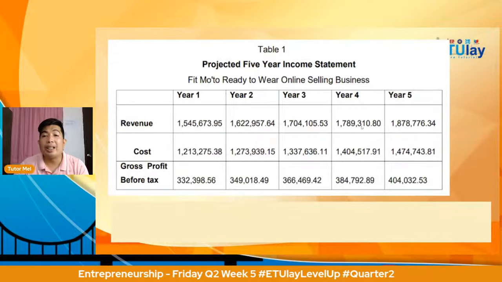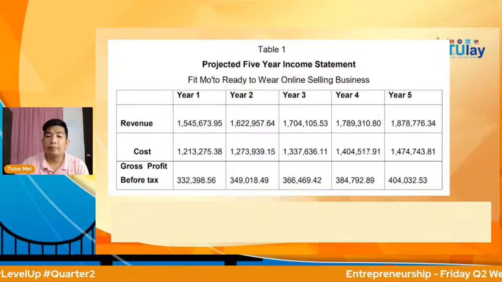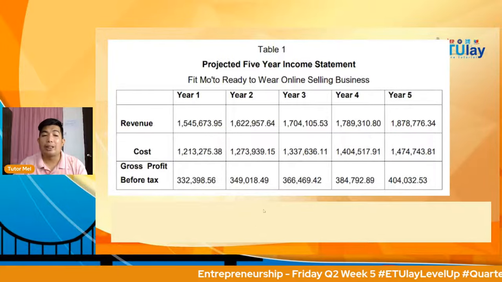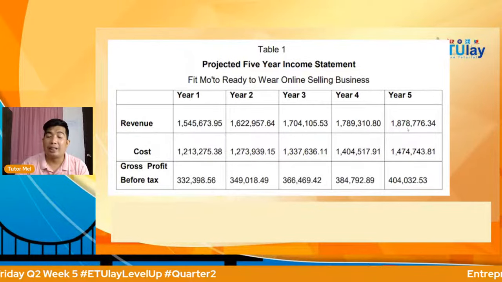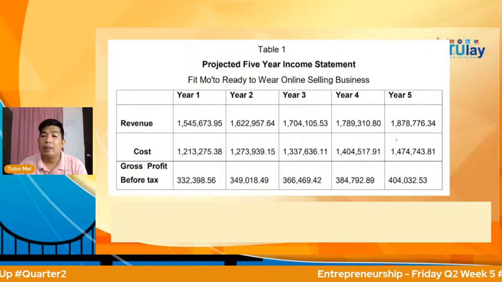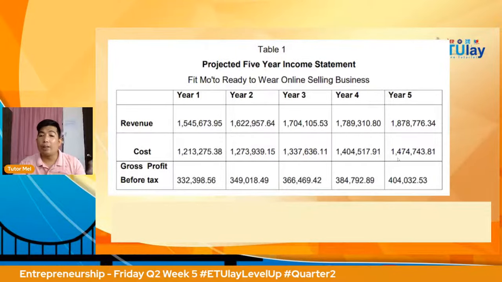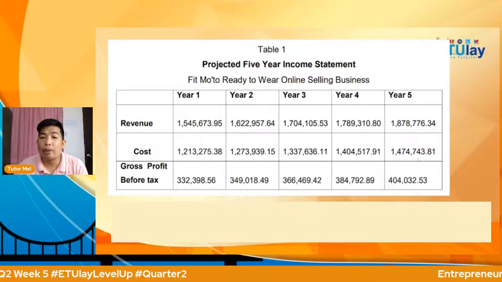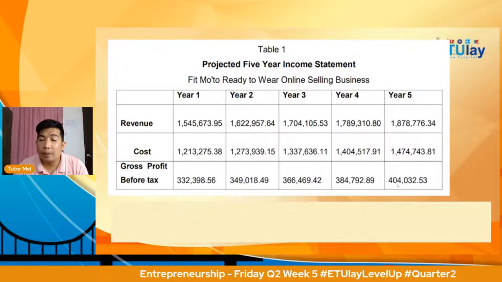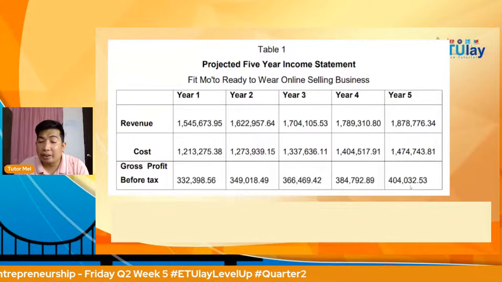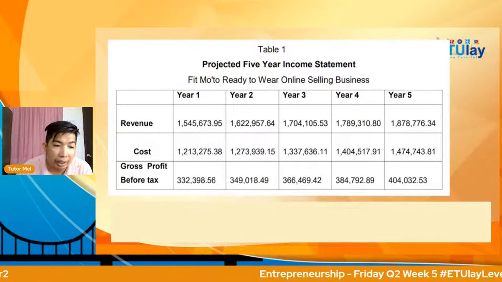1,789,310.80. Less natin ang kanyang cost na 1,404,515.91. Ang kanyang gross profit before tax ay 384,792.89. And last, for year 5, kasi year 5 lang siya. So yan, 1,878,776.34 less natin ang cost na 1,474,743.89. Meron siyang gross profit na 404,032.59. Yan. Need po nating i-divide yung net income sa average ng total assets to get the return of investment.